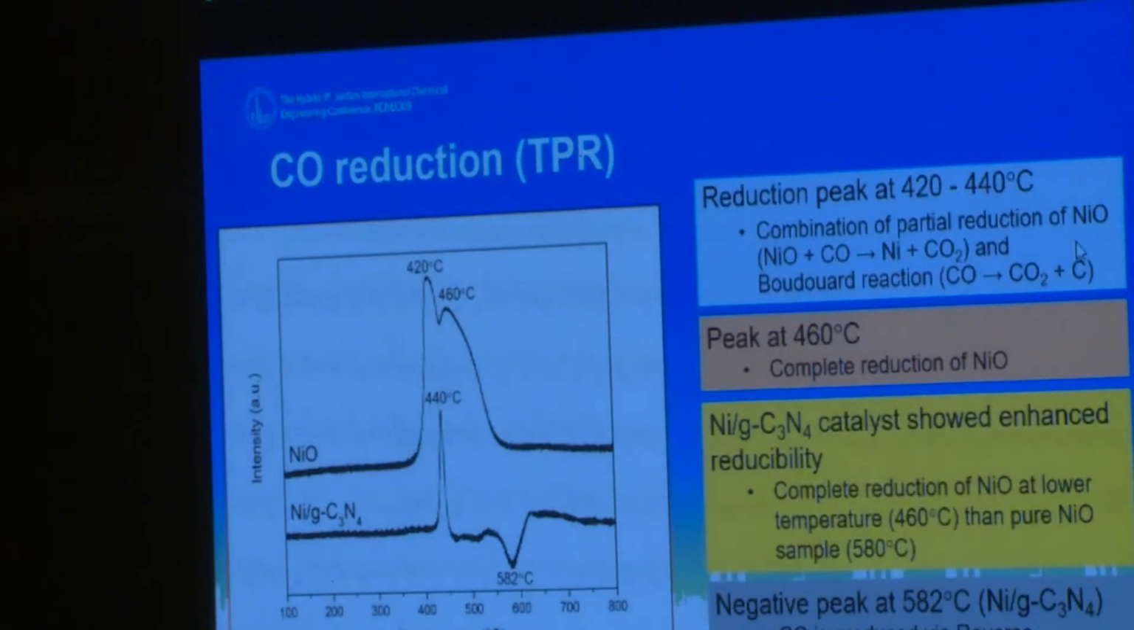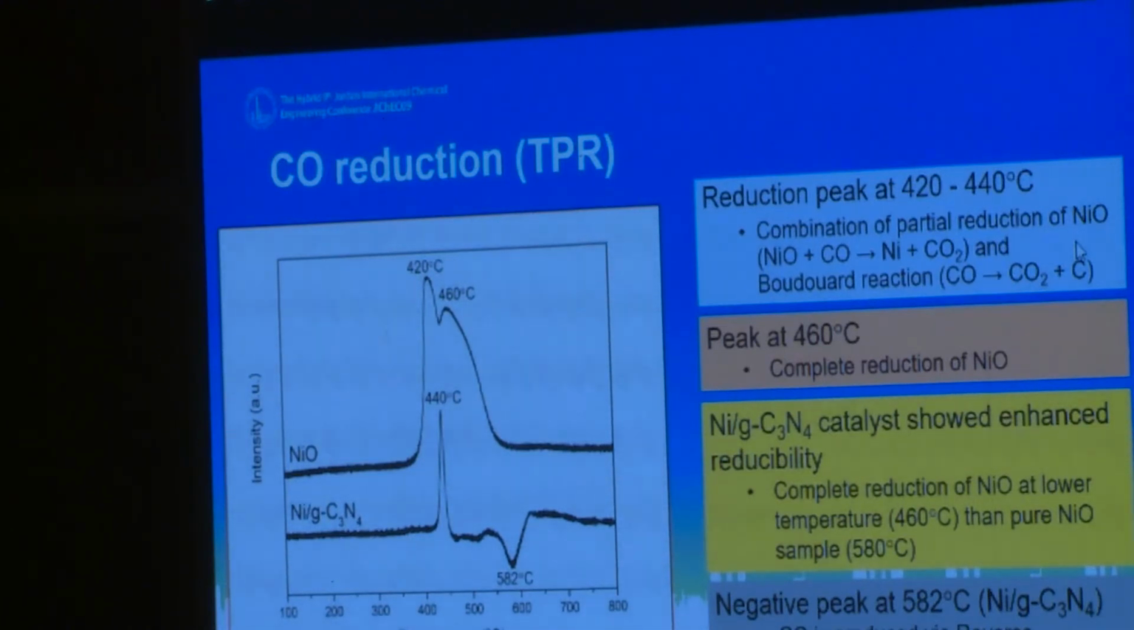Next, we go through to the TPR studies, and we can observe between the nickel oxide and nickel supported carbon monoxide, there is a difference, as the nickel oxide shows two reduction peaks, while the nickel supported carbon monoxide shows one peak. And the first peak at 420 to 440 can be attributed to the combination of partial reduction of nickel oxide and the Boudouard reaction. And for the nickel oxide profile, there is a peak at 460 that we can attribute to the complete reduction of nickel oxide.